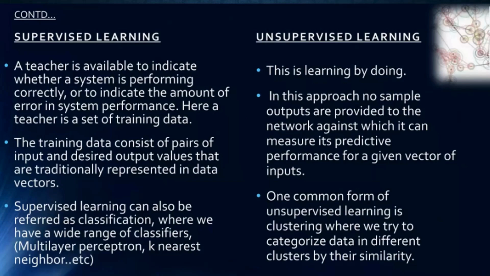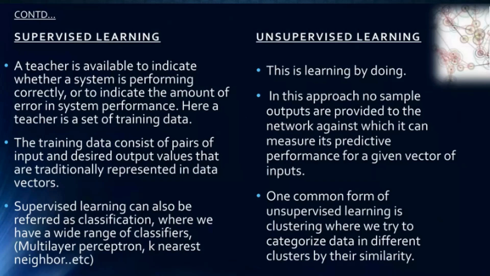So the training data of supervised learning consists of input and desired output values. They are traditionally represented in data vectors, and supervised learning can also be referred to as classification, where we have a wide range of classifiers, multilayer perceptron, and K nearest neighbors. Okay, KNN. We all know it is the most popular algorithm in supervised learning.